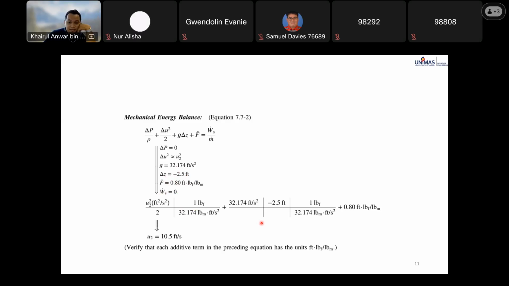So in this case, U2 plug in masuk dalam 7.7-2. So U2 over 2, this is unit conversion, 32.174 is the gravity acceleration times delta Z plus friction. Then you get U2 equal to 10.5 feet per second.